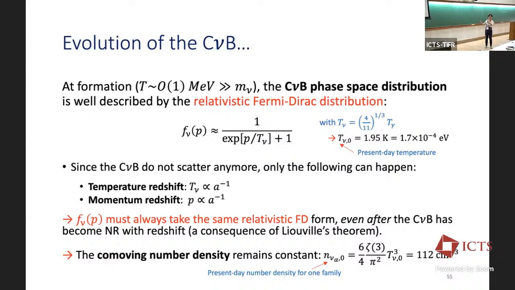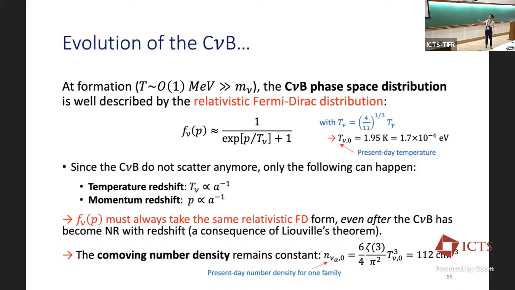Okay, that's basically the relation that I showed you in the previous slide, that T nu scales like a to the minus 1. Another thing that's happening is momentum redshift, because if the neutrinos are just traveling on geodesics, then the momenta will scale like a to the minus 1. But look at how P and T enter into this expression for the phase space distribution. You have P divided by T. Okay? So basically, the effects of the redshifting in the temperature and the redshifting of the momentum will just cancel out.